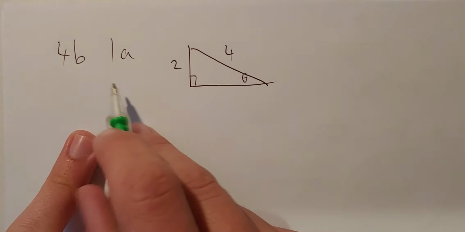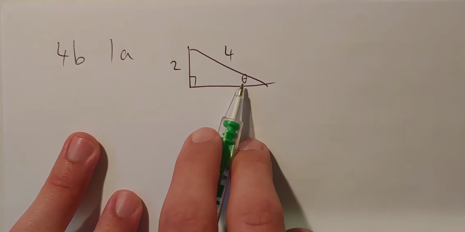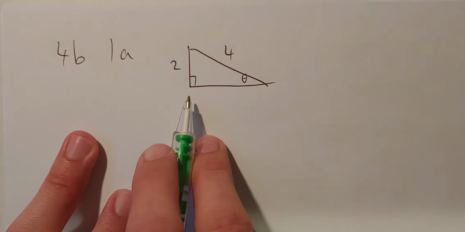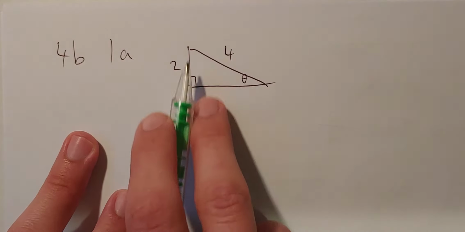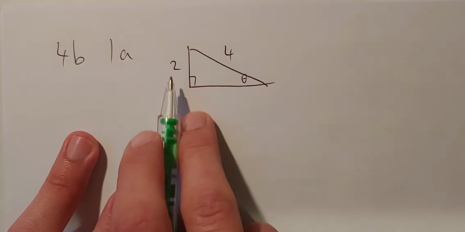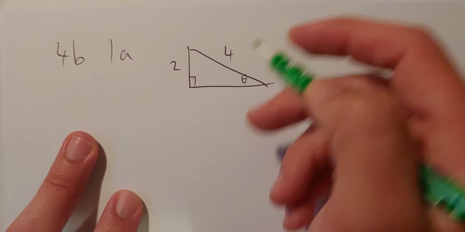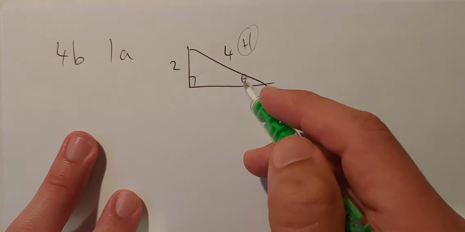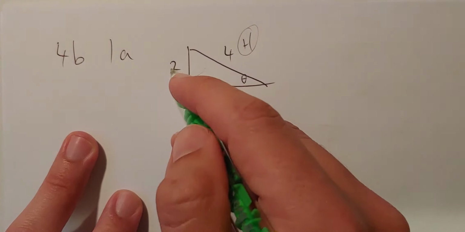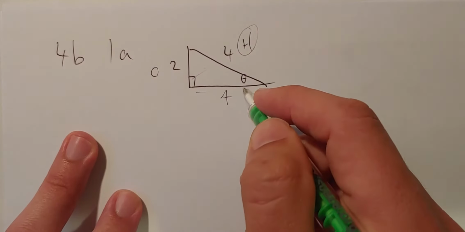So this question 4B1A wants you to find theta, and remember to round it to 2 decimal places. How do we find theta? Same as we do any of these questions, we start with working out what sides of this right angle triangle we have to work with. Well, we have the hypotenuse, the one opposite the right angle, so write an H. We have theta here, which makes the 2 opposite, and this side here is adjacent because it's touching theta.